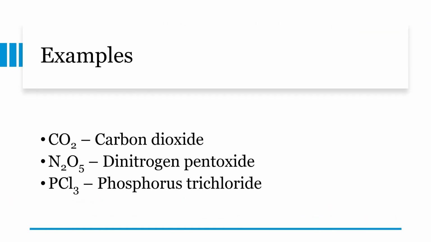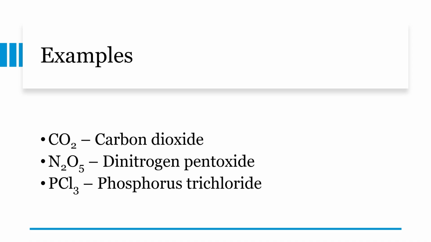So our different examples that we have: CO2. So we have one carbon and two oxygens. So this would be written as carbon dioxide. So even though we have a single carbon, because it is the first element and we only have one, we are not going to use the prefix mono. Mono will only be used for the second element.